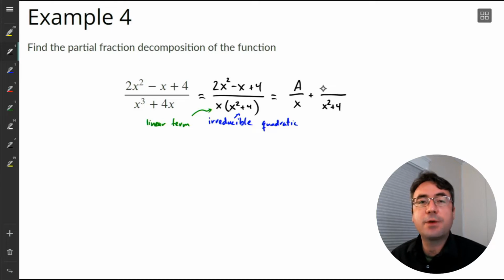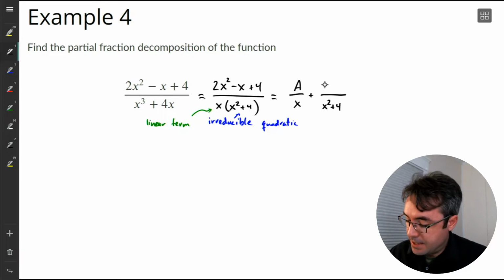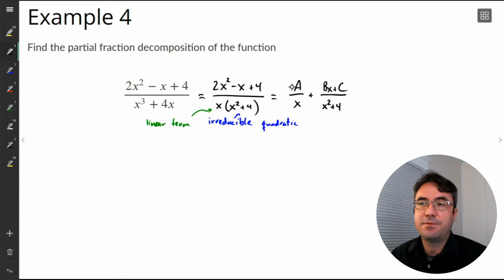The numerator, the format for those irreducible quadratics, is Bx plus C. And for our constant terms, we just keep going down in alphabetical order, so let's start with A, B, C. That's probably the easiest way. If you want to use subscripts, you could do that. All right, so this is our general form for our partial fraction decomposition.